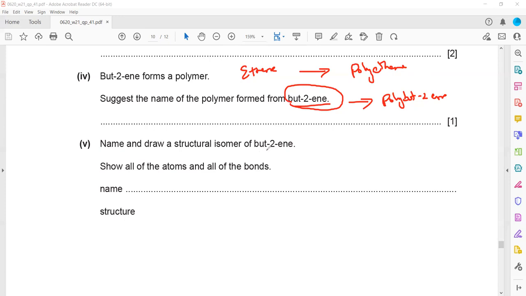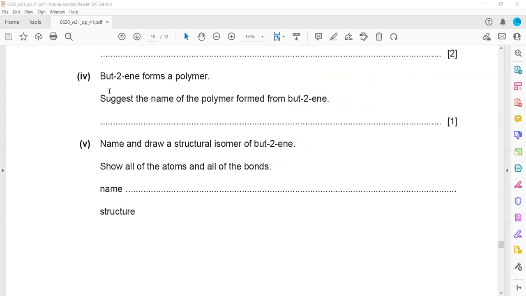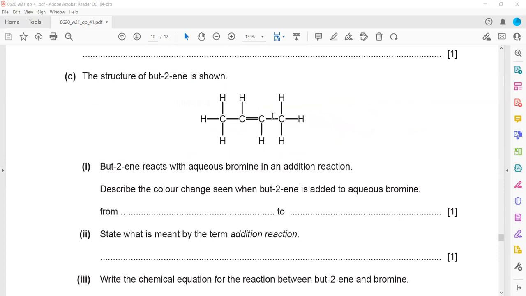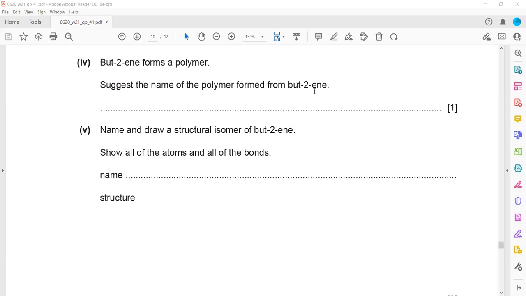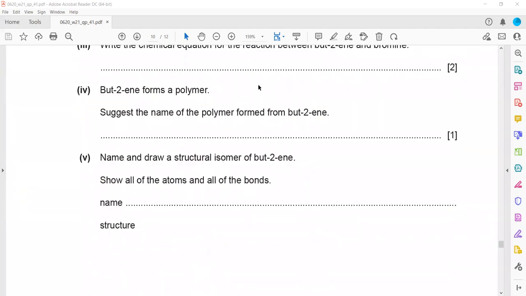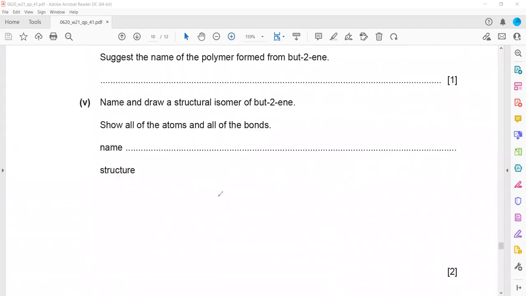Then name and draw the structural isomer of butene. So we have to ensure all the bonds. Here butene is given and we have to draw an isomer. To draw an isomer of alkene, you can just change the position of the double bond. Butene means the double bond is between the second and third carbon. Now we'll draw the same number of carbon atoms, 1, 2, 3, 4, and the double bond is now placed between the first two carbon atoms.